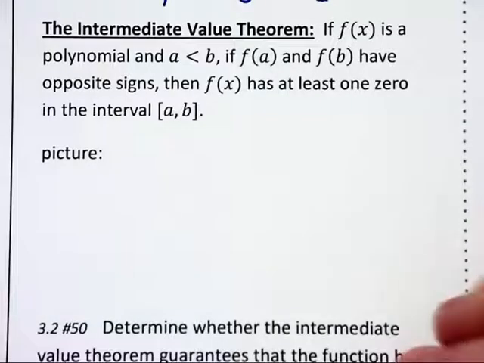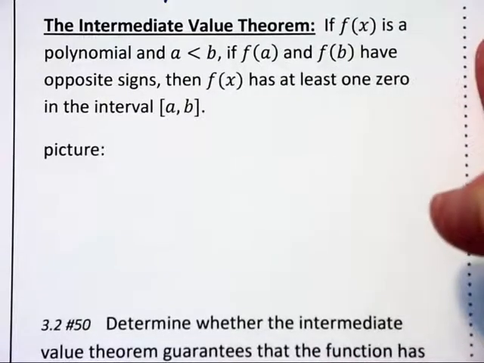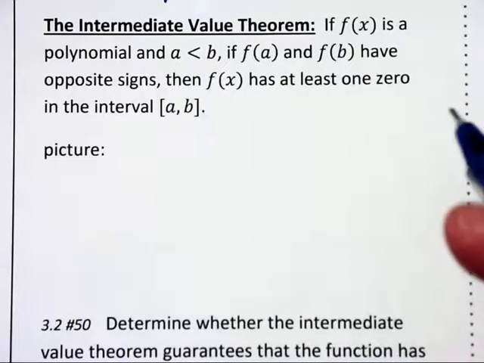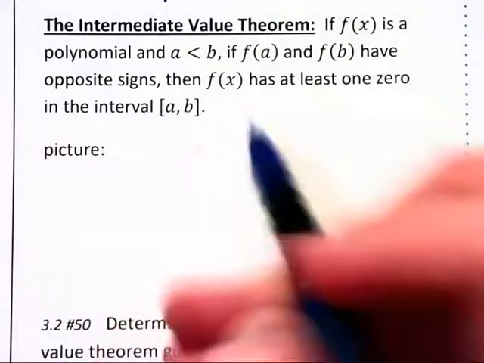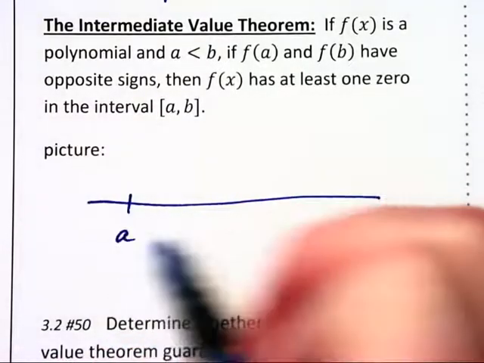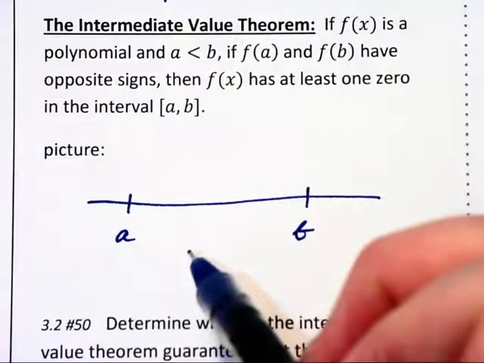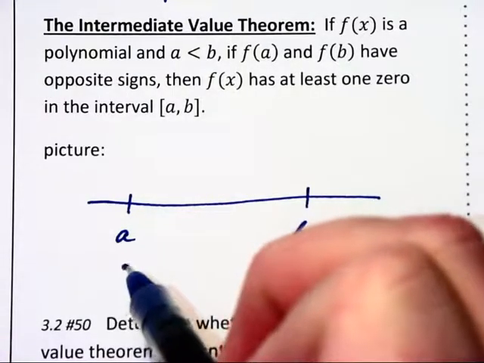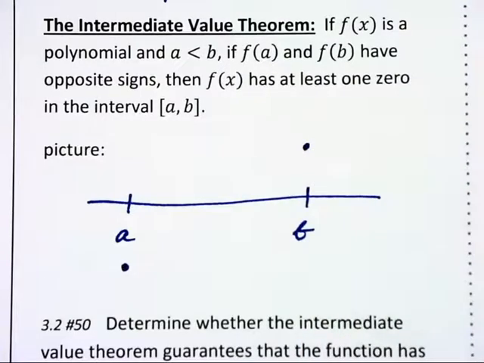The intermediate value theorem is another theorem that sounds rather confusing, but it's a rather easy point. I'll let you read it really quickly. Now here you go. If f of x is a polynomial and a is less than b, let's draw a number line, and let's have a, and let's have b on it. And f of a and f of b have opposite signs. Let's let f of a be negative, and let's let f of b be positive.